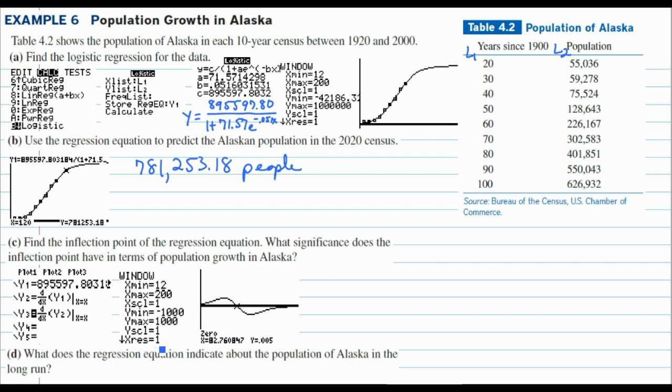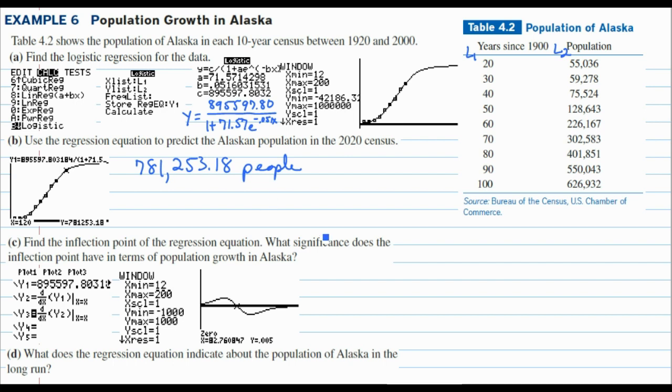Part C: find the inflection point of the regression equation. What significance does the inflection point have in terms of population growth? To find the inflection point, I did the first derivative of my logistic regression in Y2. Then in Y3, I did the derivative of what was in Y2. So my calculator is first calculating Y2, the first derivative, and then in Y3 calculating the second derivative. It's going to plot this very slowly, and I had to find a window, also very slow. But here you go, there it is. Good luck trying to find that on your own. It did take me a few minutes to figure that all out.